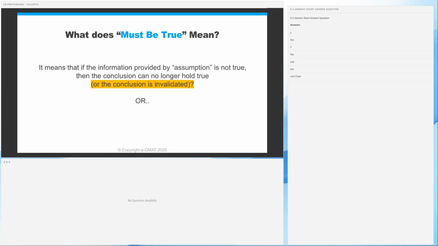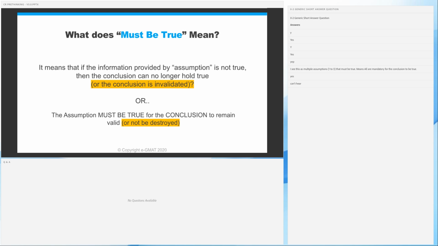Okay. So what does must be true mean? It means that if the information provided by the assumption is not true, then the conclusion can no longer hold true. Or, to get back to that very definition of an assumption, the assumption must be true for the conclusion to be valid.